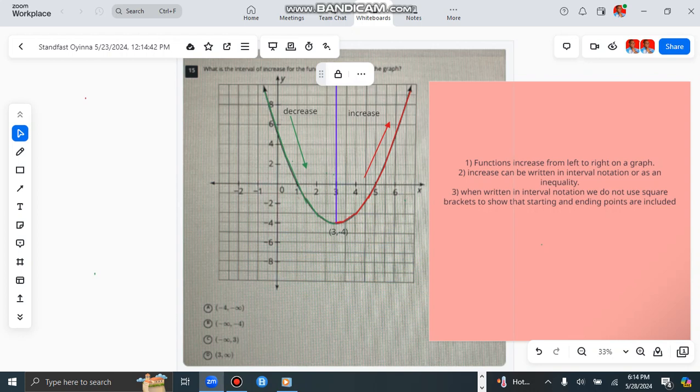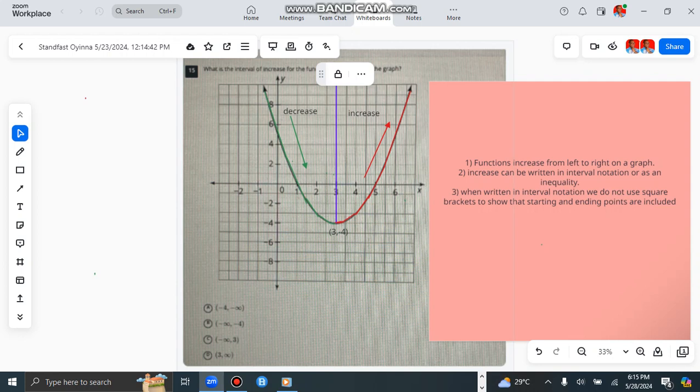So if you look at the options, you will see A is minus 4, minus infinity, that's wrong. B is minus infinity, minus 4, that's equally wrong. C is minus infinity, 3, that's wrong. And D is 3, infinity. So what did we say? We said 3 is where it stops decreasing and it begins to increase to infinity. So look at option D. You have 3, you have infinity. So that shows us the interval of increase of this graph. So the right option is option D, 3 infinity.